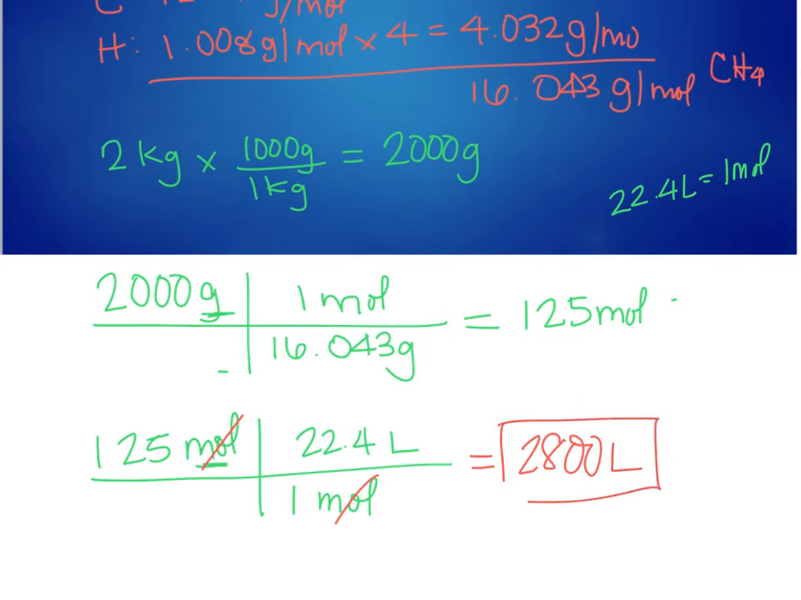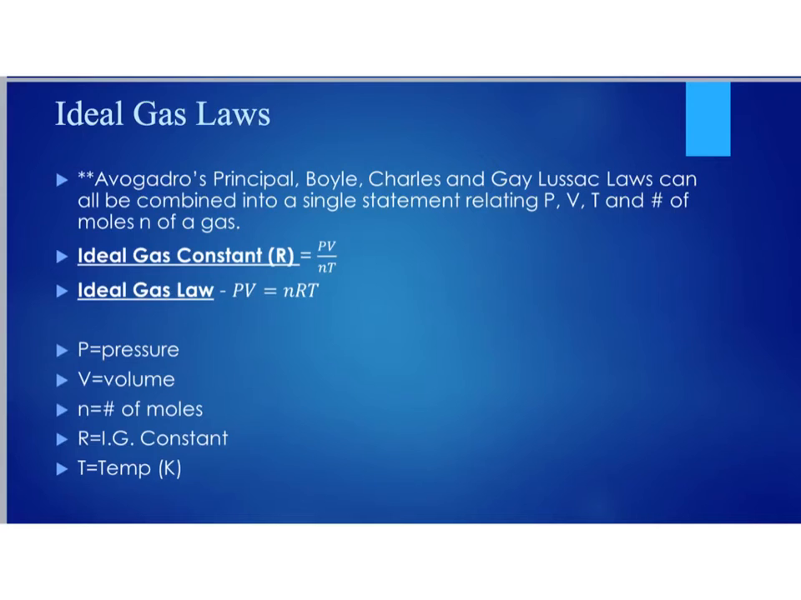And this right here is the volume that the 2,000 kilograms of methane gas is going to occupy at standard temperature and standard pressure. So this is going to lead us into what we call the ideal gas law.